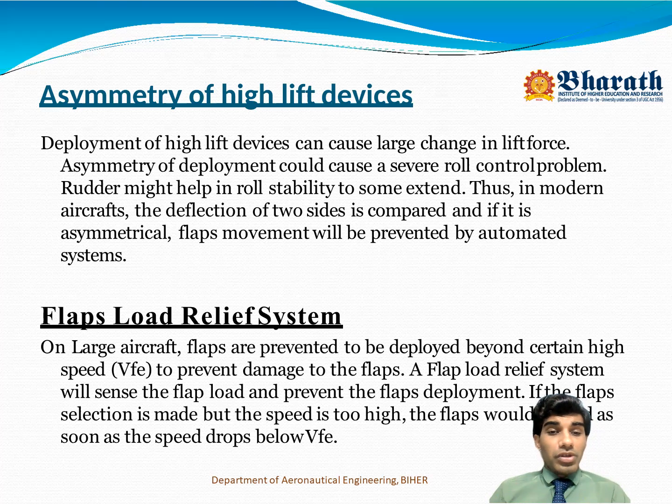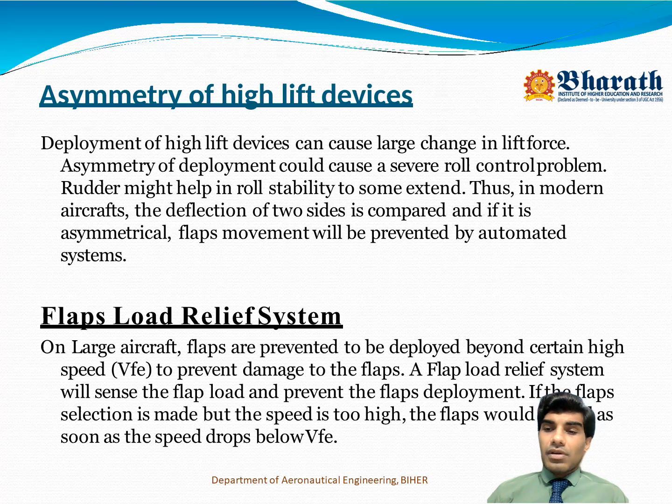Here one more thing is there: the flap load relief system. This works automatically. In large aircraft, flaps are prevented from being deployed beyond a certain high speed to prevent damage to the flaps. Yes, correct, because the flaps are mostly an extension of the wing. If the aircraft is flying at very high speed, the extension part can be damaged. So to avoid that, they will not open at high speed.